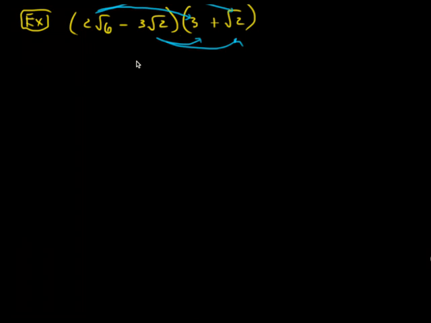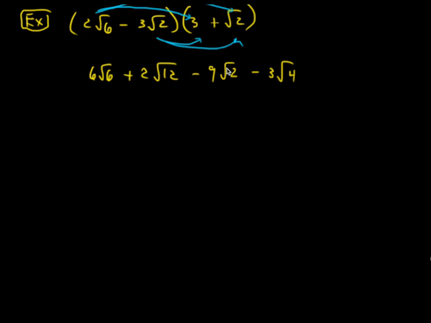So 2 roots of 6 times 3 would be 6 roots of 6. 2 roots of 6 times the square root of 2 would be plus 2 square roots of 12, right? I multiplied the insides here to get that 12. Negative 3 roots 2 times 3 would be negative 9 roots of 2. Notice only the non-radical portions get multiplied. And this will be negative 3 square roots of 4, because 2 times 2 became 4.